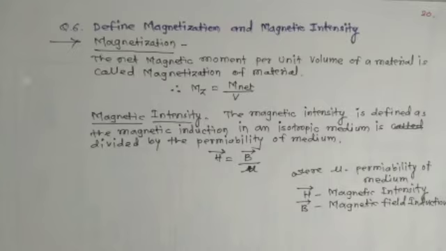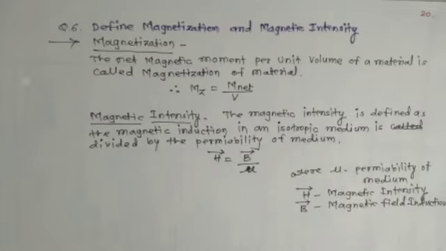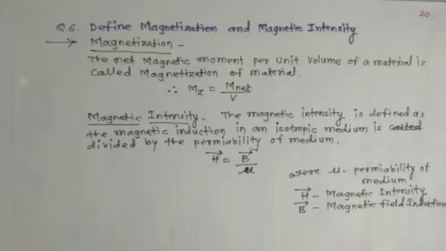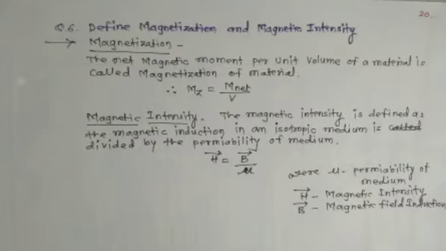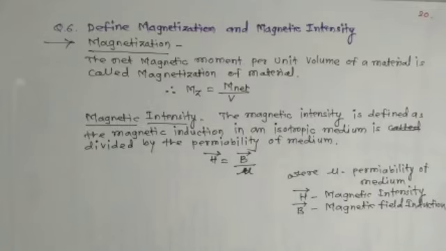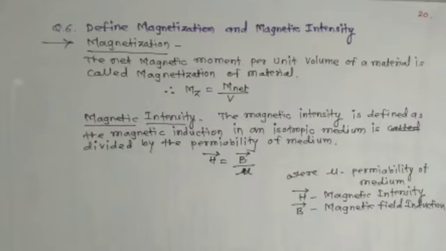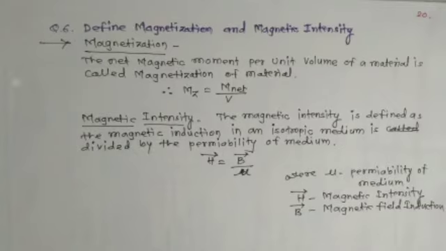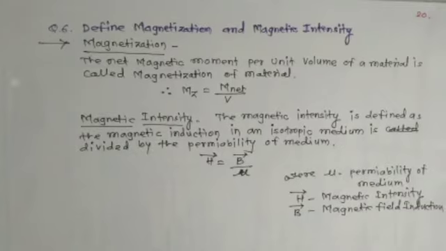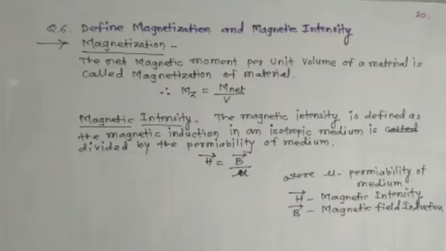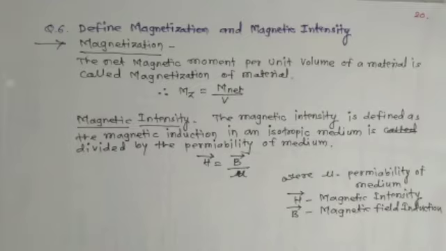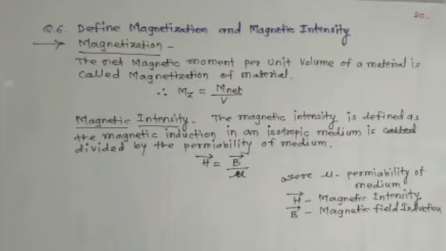Question number 6. Define magnetization and magnetic intensity. So the answer: first, magnetization. The net magnetic moment per unit volume of a material is called magnetization of the material. Therefore, M is equal to M net upon V.